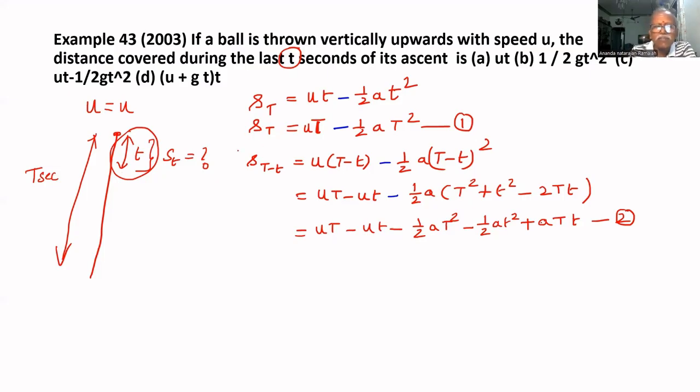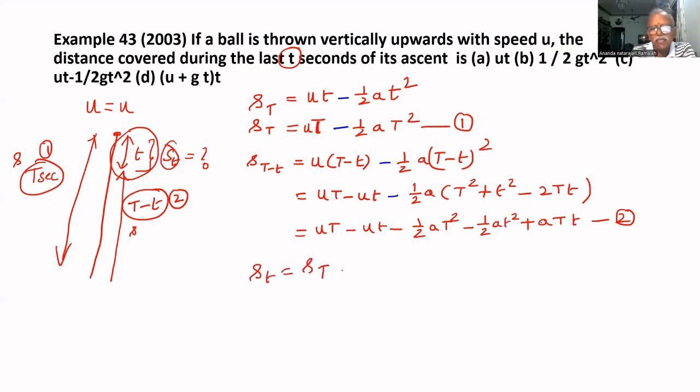So, the difference between the two: here, t minus τ means up to this point, what is the displacement? The distance covered is t minus τ. We are finding this and this. If we subtract 2 from 1, you will get the answer for this S of τ. Therefore, S of τ equals S of t minus S of t minus τ.